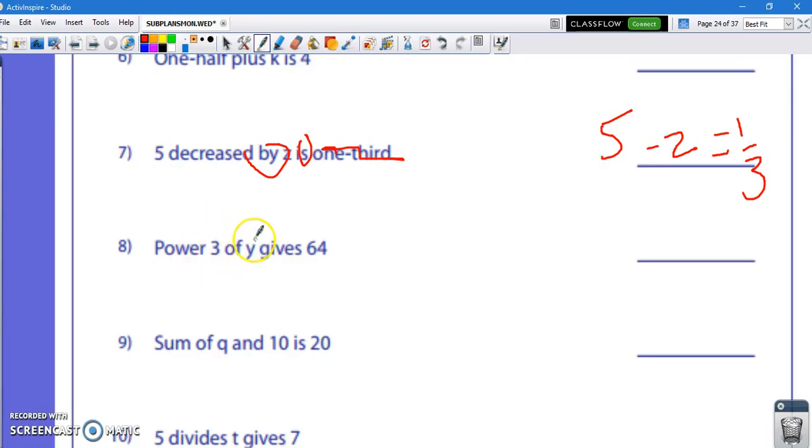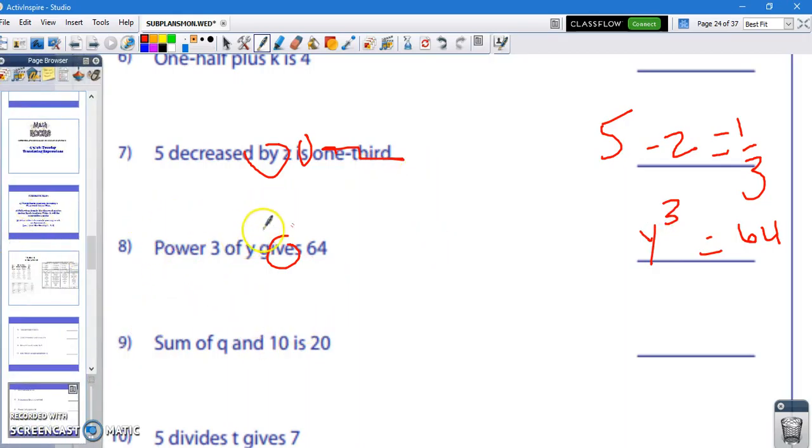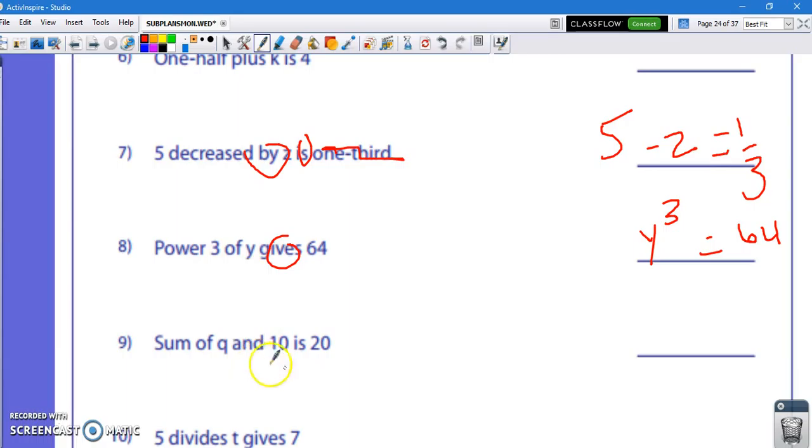Power of 3 of y gives 64. Anytime you see cubed, power, thrice, those are exponent type of words. So what I'm looking at here is y. Power of 3 of y, that's y cubed, saying the same thing. Or thrice of y.